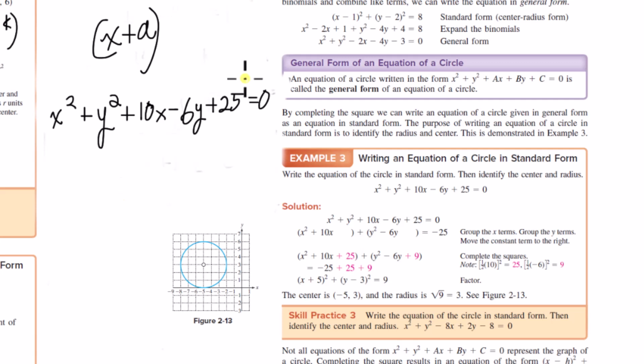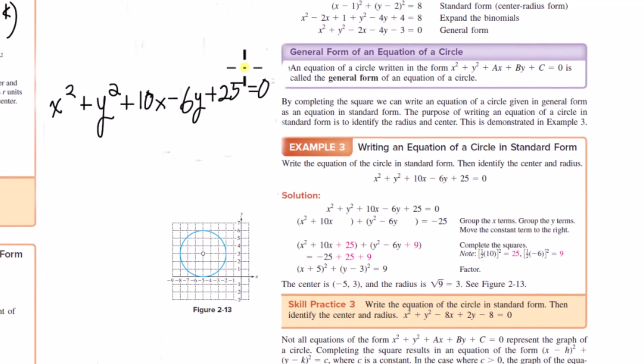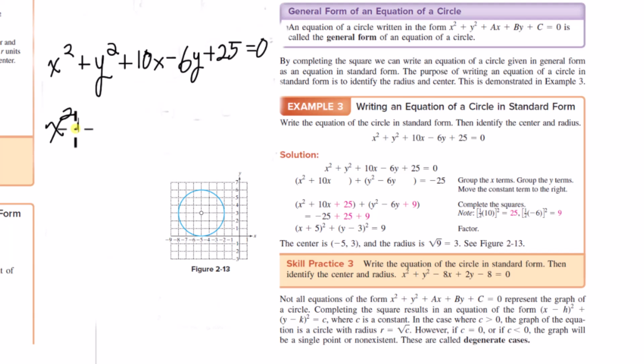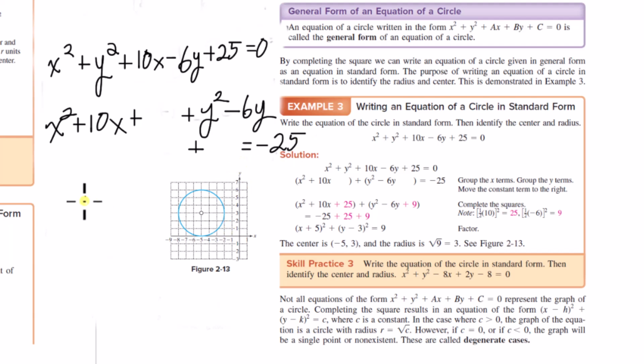So we have x squared plus 10x, leave a space here, and then y squared minus 6y, leave a space here. And let's subtract 25 from both sides. 0 minus 25 is minus 25. Now let's create perfect square trinomials here and here.